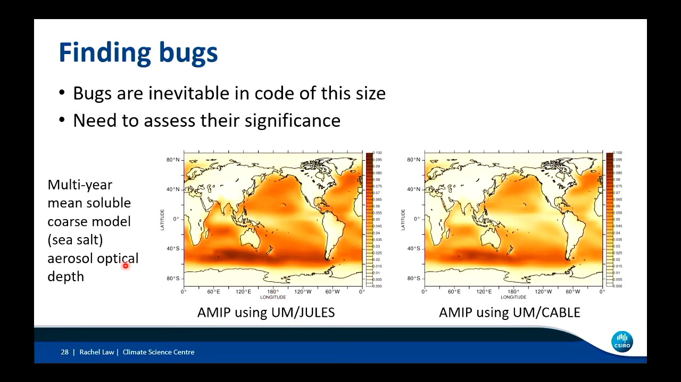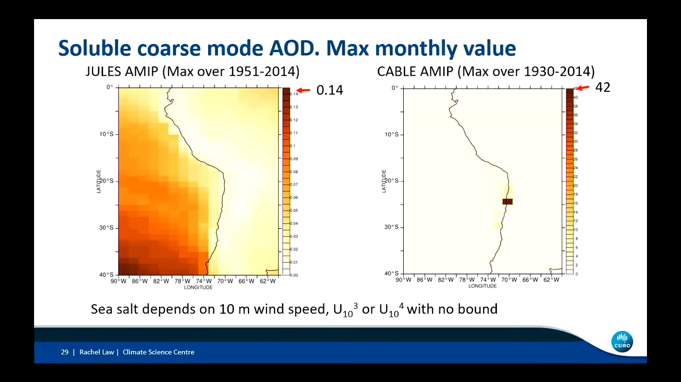This is basically sea salt aerosol optical depth. Much harder to spot is that there are some little values off the coast of South America which are really, really high. Here it is more obviously, where instead of looking at a mean value, we look at the maximum value over these years of the run. This is an acceptable simulation with a maximum of 0.14. This is our unacceptable simulation with a maximum of 42.